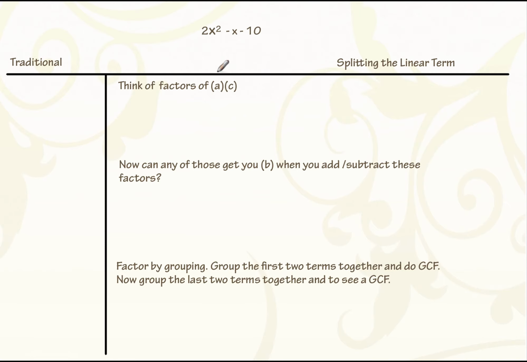Think of factors of a times c. ax squared plus bx plus c. So this is our linear term that we are going to split eventually. But as of right now, I want to think of 2 times 10, which is 20. I want to list all my factors of 20. 1 and 20, 2 and 10, 4 and 5.